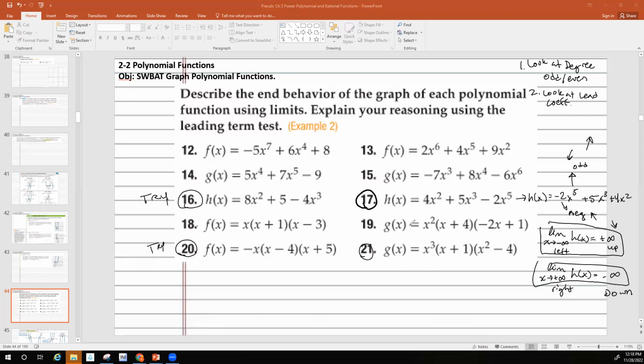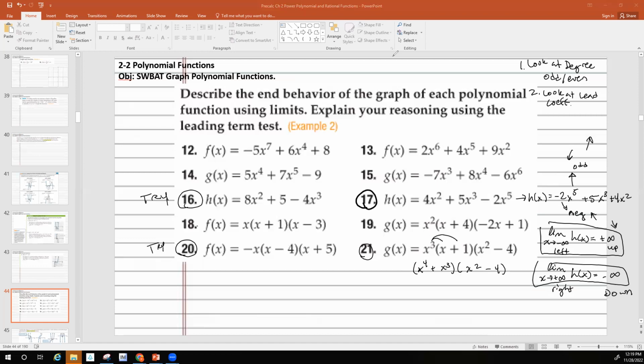So here, this is in intercept form because you can find the zeros nicely here, the x-intercepts. But we want to put it in standard form. So how are we going to do that? We're going to multiply, and there's a lot of work. So x cubed times x plus 1, we're going to get x to the fourth plus x cubed. And that's going to be multiplied by x squared minus 4.